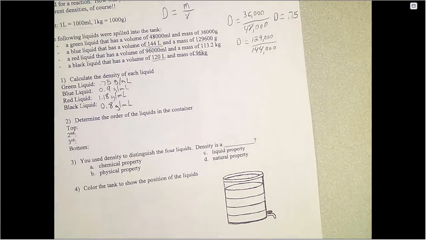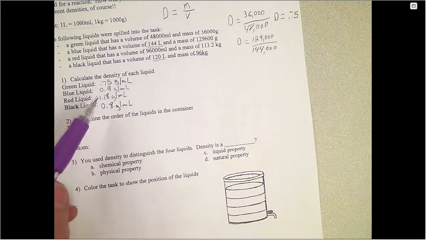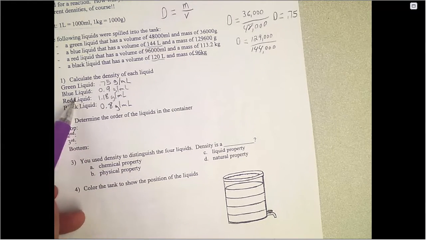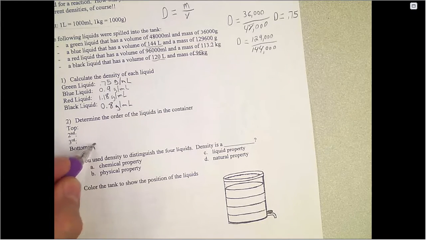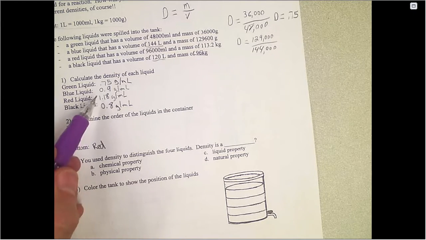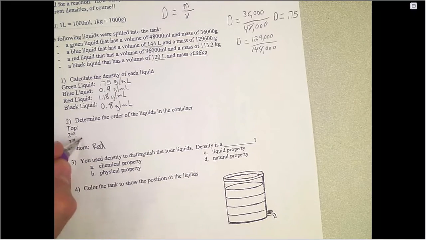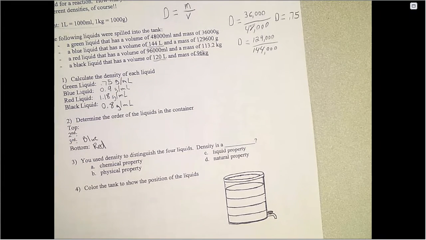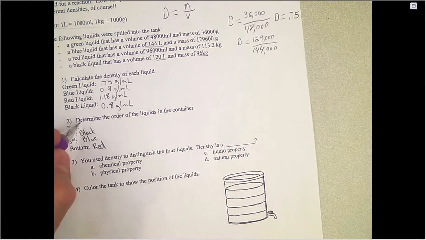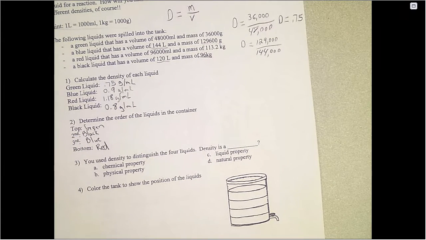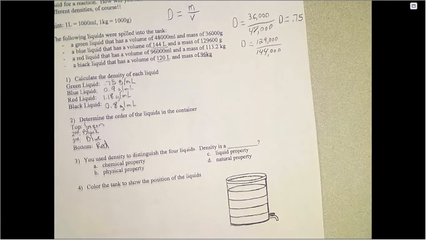All right, so then you simply compare the densities. The liquid with the highest density is the red, so that would be on the bottom. The next highest would be the blue. The third would be the black. And on top you would have the green liquid. Remember, dense things sink. If you put two liquids together, the one that has higher density is going to go underneath.